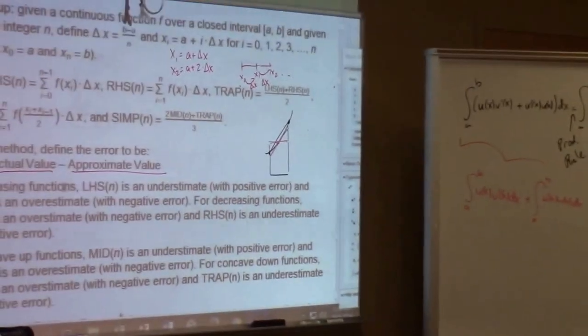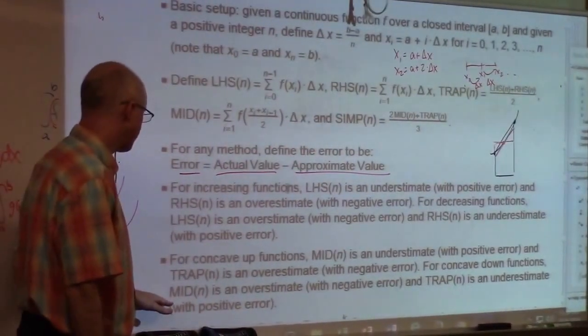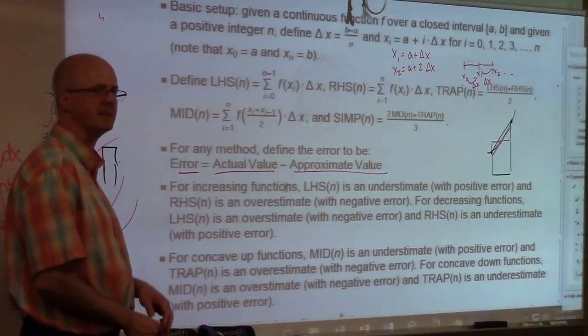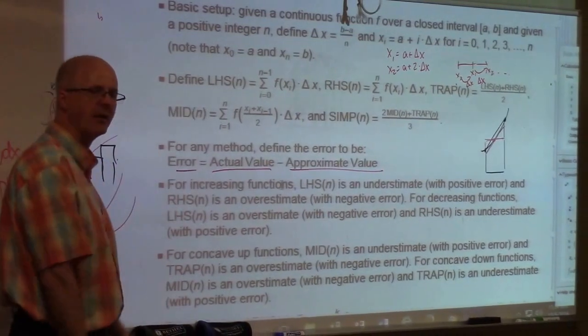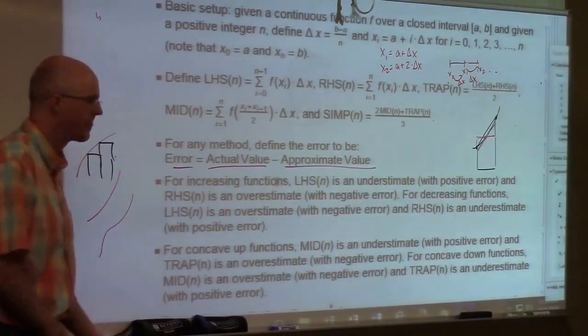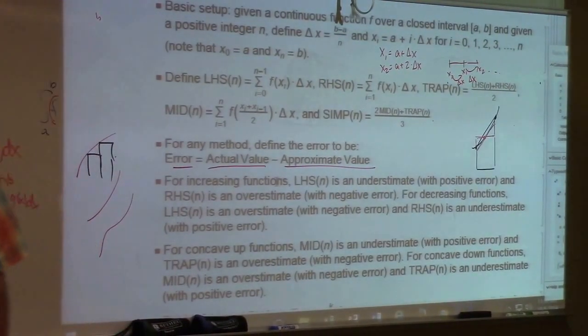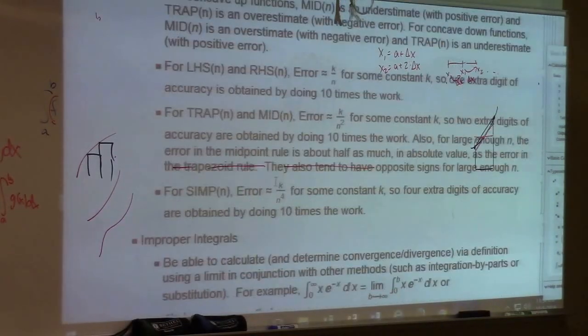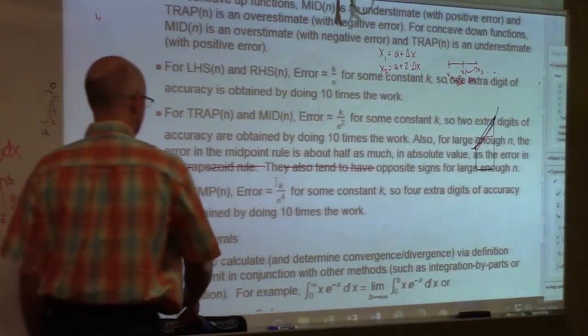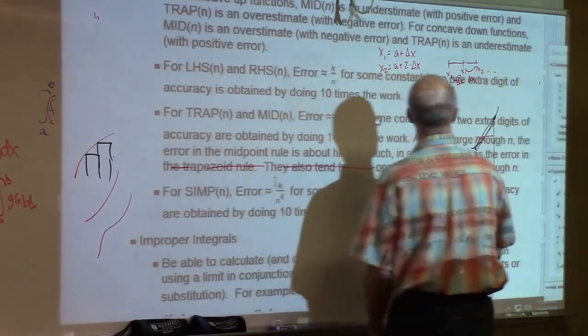If it's a concave down function, looking at the bottom here, mid is an overestimate and trap is an underestimate. And you could draw the concave down function to see that. More factual information to know. Actually, some of the things I wrote on here are a little bit new.